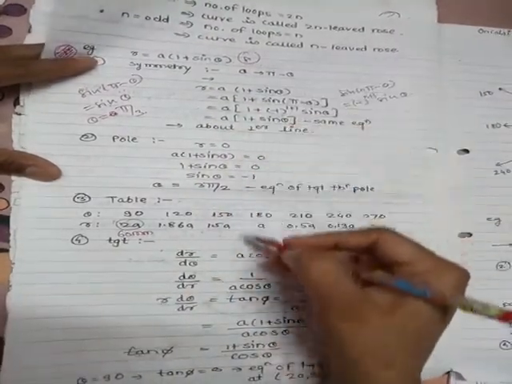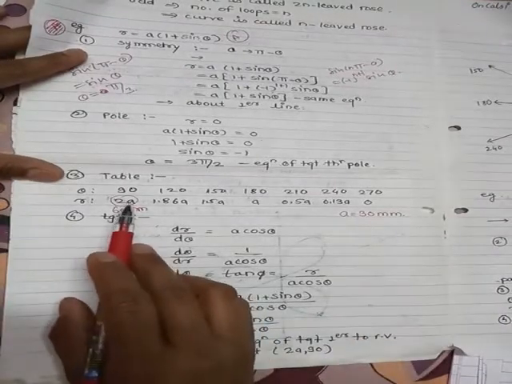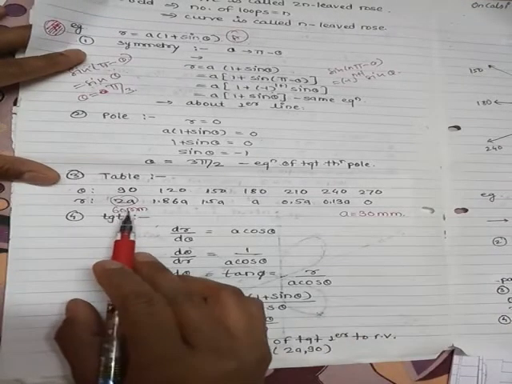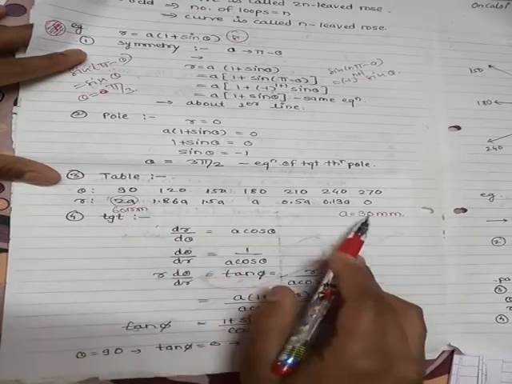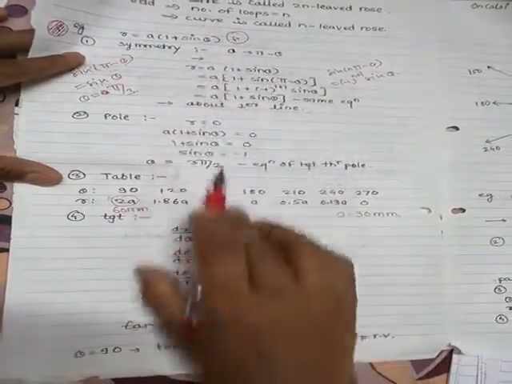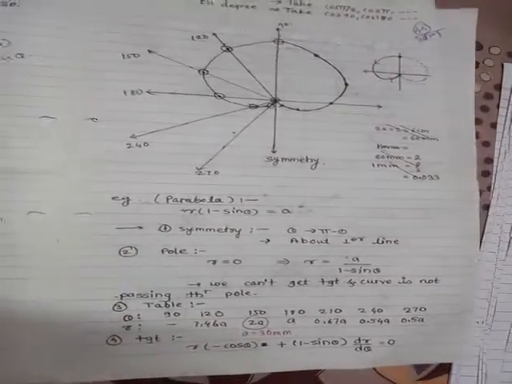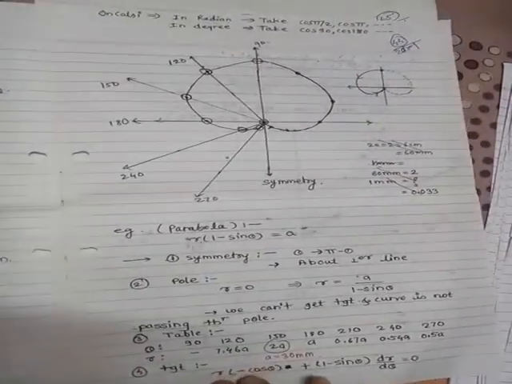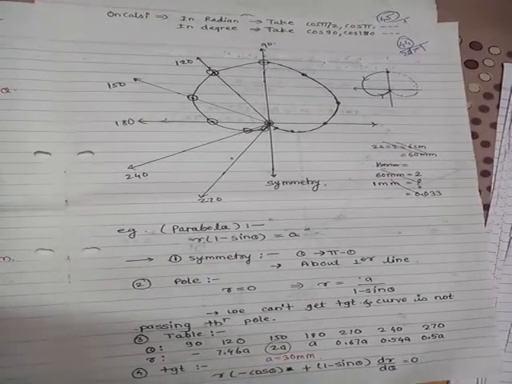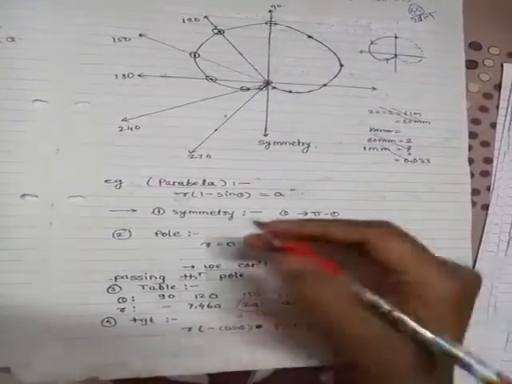Here the highest distance is 2a. So take that highest distance equal to 60 mm, that is, a value we have to take as 30 mm. So take this as an assignment. This is your curve. Then take this as an assignment.